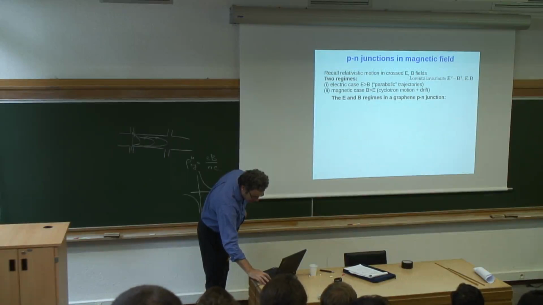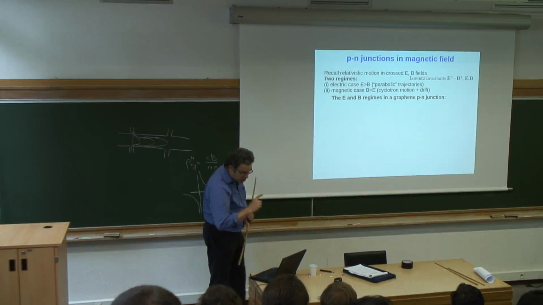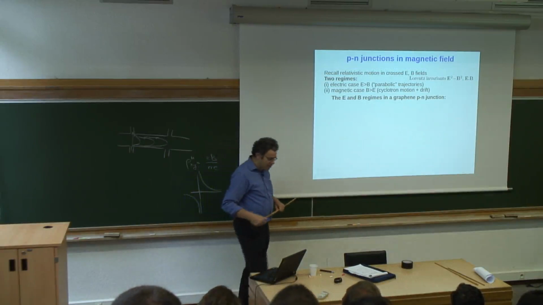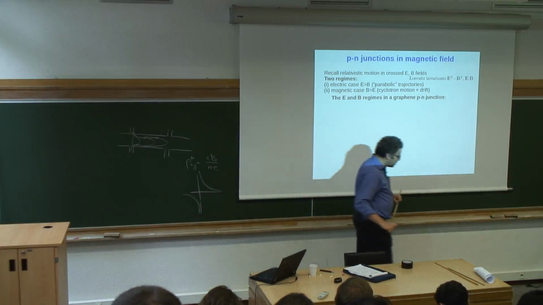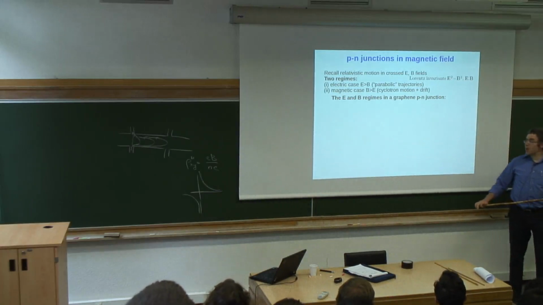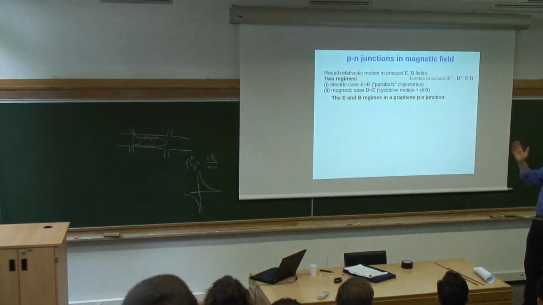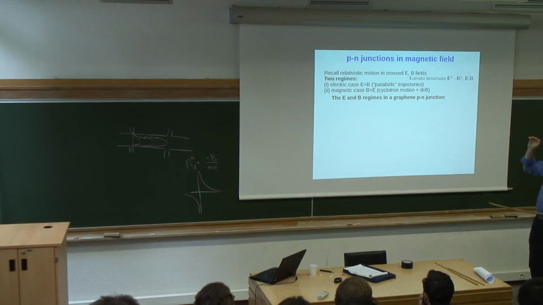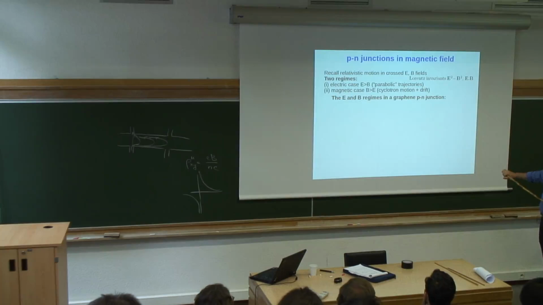And now let me talk about something else. Related to that, the p-n junction modeled by a constant electric field, one can ask whether something interesting happens if we apply a weak magnetic field in addition to the electric field. And this I think is really interesting because it probes the Lorentz invariance of the system.